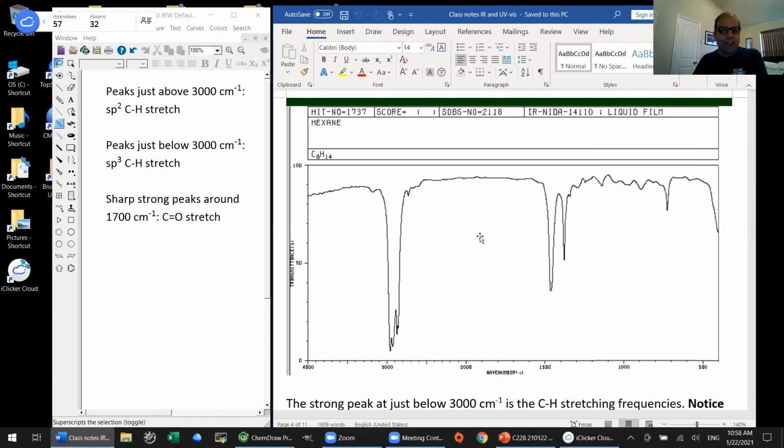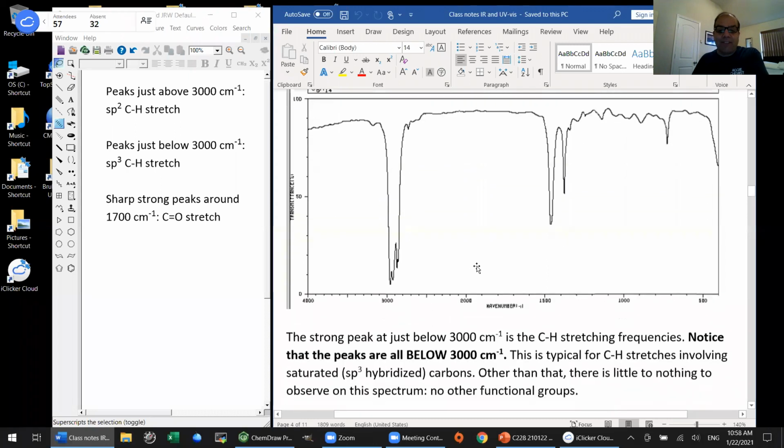Ring strain. Oh, I see what you mean. Yes, and it would be interesting to see if you can detect that on the spectra. I don't know. I've never looked into it. It's an interesting question. So much for hexane.